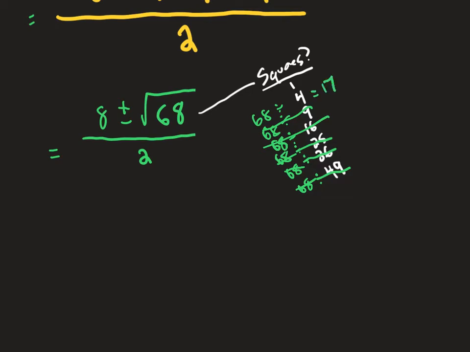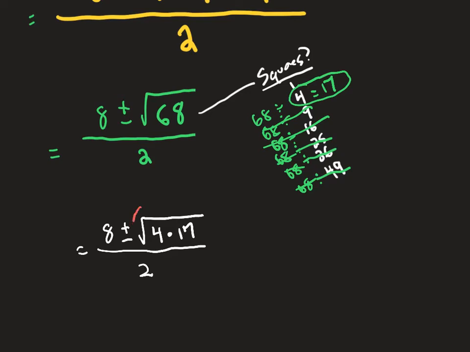So what we're going to do is we're going to rewrite the 68 as 4 times 17. So on the next step, we've got 8 plus or minus. Underneath the radical, we're doing 4 times 17. And then all of that over 2. And then hopefully you guys know this square root of 4 part, that's going to turn into 2. So we've got 8 plus or minus. Square root of 4 is just 2. And it's not the square root of 2, it's just 2. And then the square root of 17 has to stay inside, all over 2.